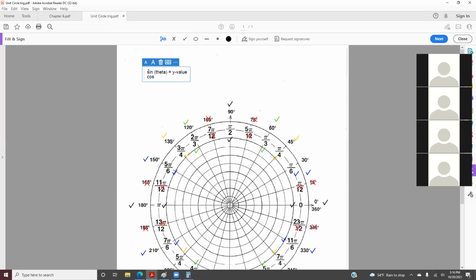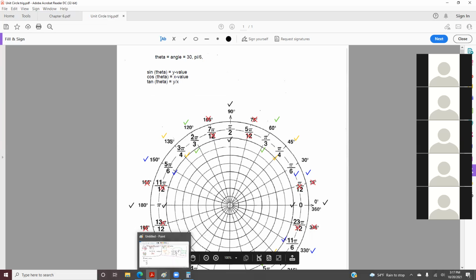Please write this. Cosine theta is the x value, and the tangent theta is the sine over cosine, so it'll be y over x value. Okay, so what is theta? Don't forget, theta in this case is your angle. So your angle in this case will be like 30 degrees or pi over 6 or so on. So these are your angles, your theta. And the value, I will show you how you figure out value here.